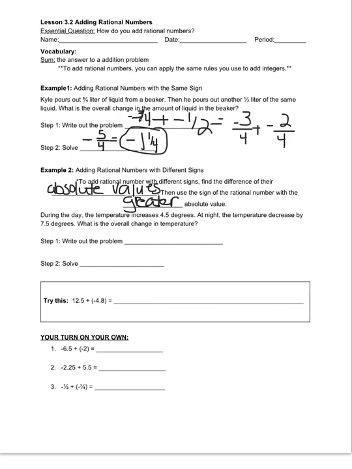Our problem here, during the day, the temperature increases 4.5 degrees. At night, the temperature decreases by 7.5 degrees. What is the overall change in temperature? So increasing 4.5 degrees, well, that increase, that term right there tells me that this is a positive. So 4.5. And then the fact that it decreases, that tells me that I'm going to add a negative.